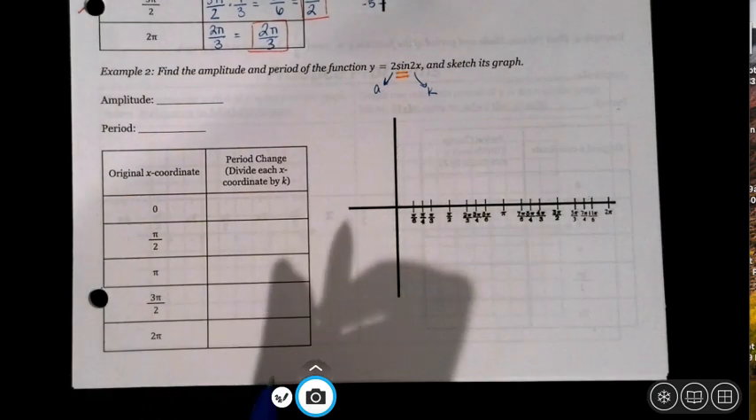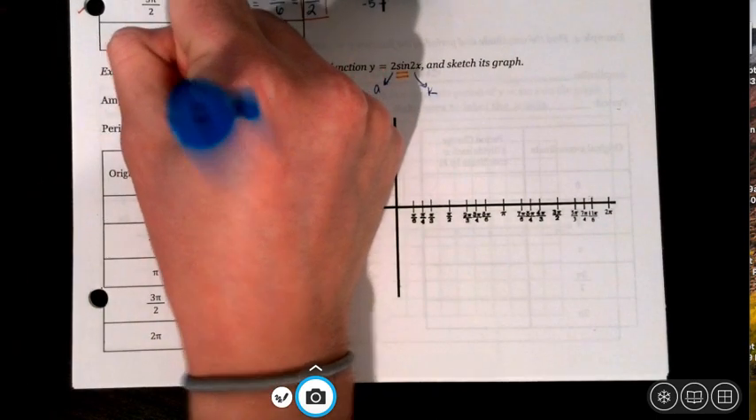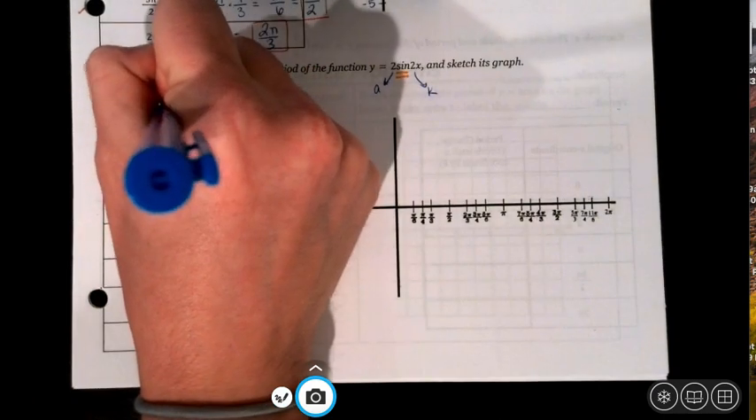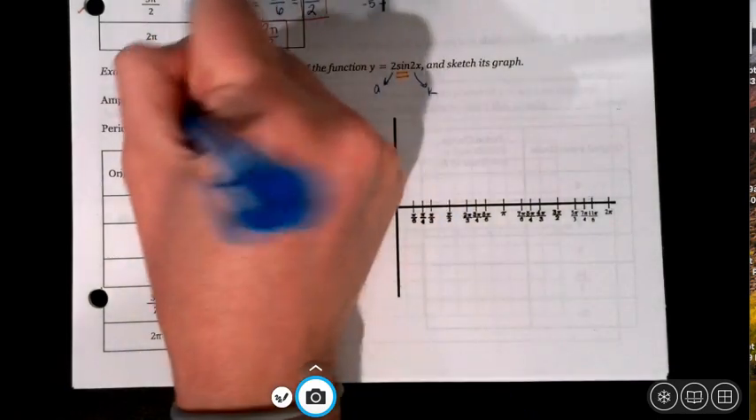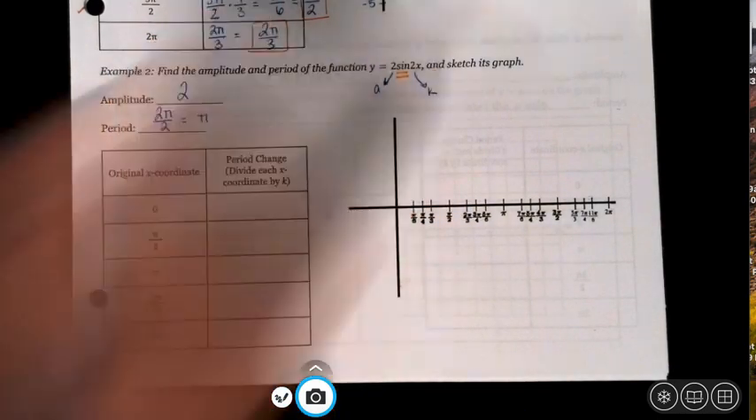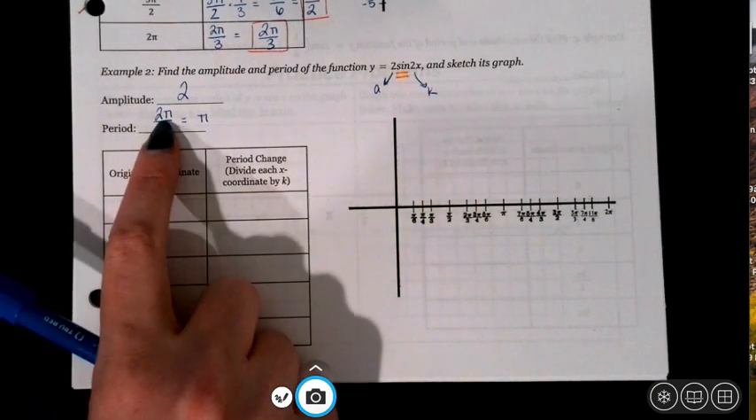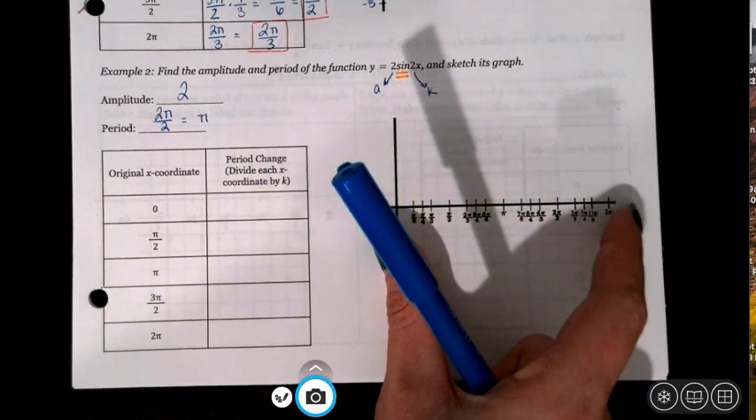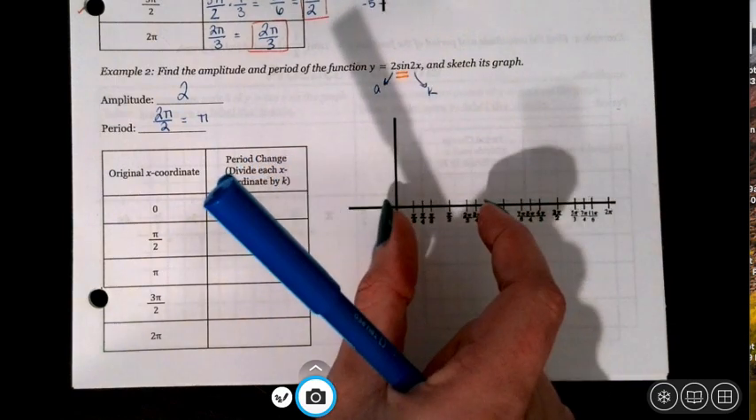So my amplitude is the absolute value of A, so the absolute value of 2 is still 2. And I want to do 2 pi over K, so 2 pi over 2. I can simplify that fraction, so I'm going to. My 2's would end up canceling and I would just get pi. So if my normal period is 2 pi and now my period is pi, I'm still squishing it, so it's going to appear squished.